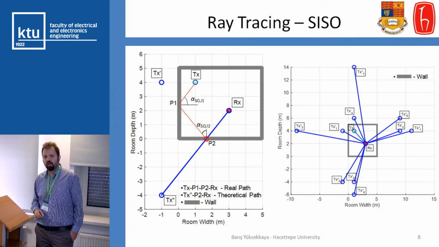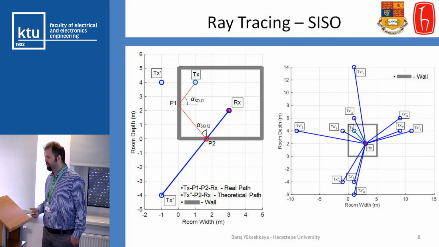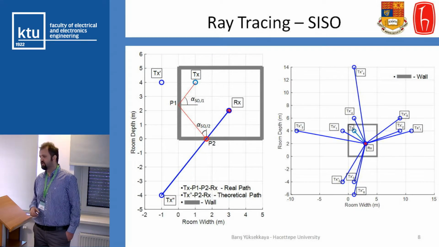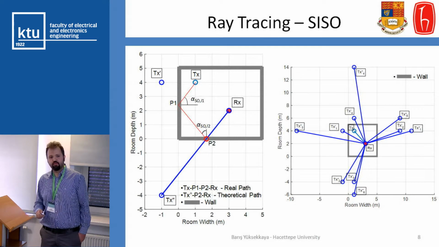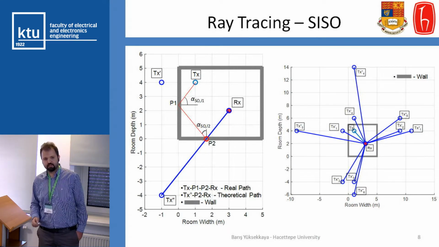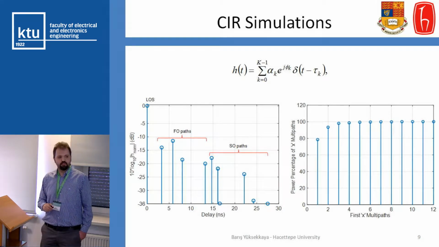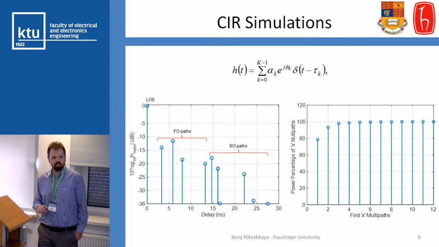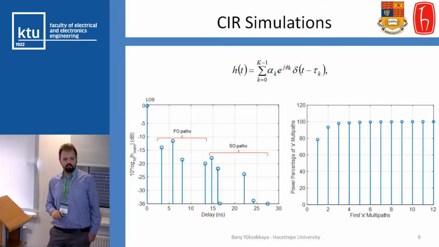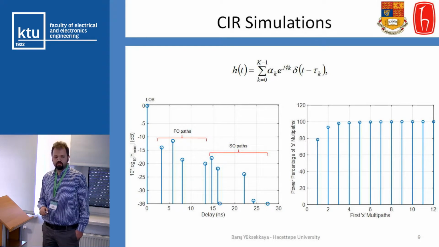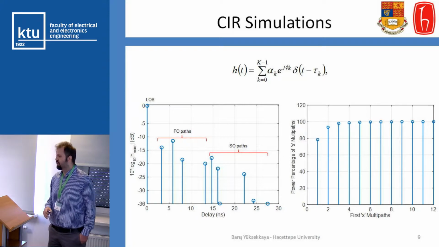the scenario. And here we have one line of sight path, 4 first order paths, and 6 second order paths. The sum of all of these paths and their characteristics actually gives us the channel impulse response. Here we can see the line of sight, first order paths and second order paths as the channel impulse response. And we can see that the delay spread is on the order of 30 nanoseconds. Therefore, the coherence bandwidth is 33 megahertz.